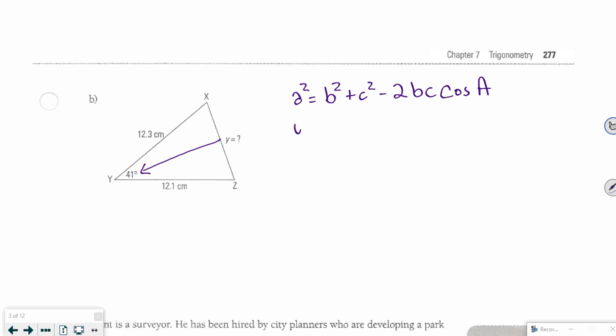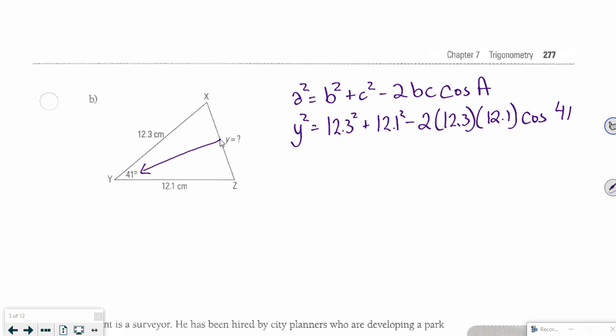So we're calling it y. Y squared equals, doesn't matter if I call b 13 or 12.3 or 12.1, it doesn't make any difference whatsoever. So 12.3 squared plus 12.1 squared minus 2 times 12.3 times 12.1 times the cos of the angle across from the side we're looking for, so cos of 41. Y squared, if we put it all in our calculator, we're going to get approximately 73.1.